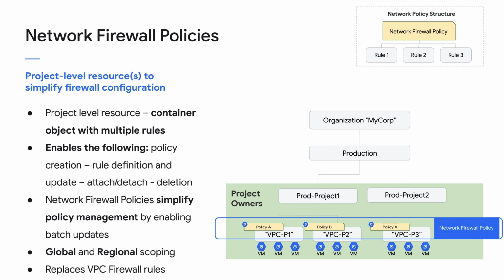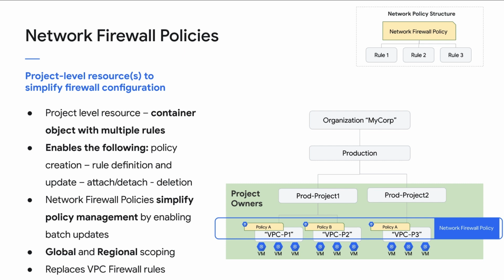Over 2 years ago, we launched a new construct called firewall policy, and we leveraged it for our hierarchical firewalls. And now, we are expanding firewall policies to the VPC level. With the introduction of network firewall policies, we are excited to announce that 3 new Google Cloud Firewall features are now generally available: global network firewall policies, regional network firewall policies, and tags.